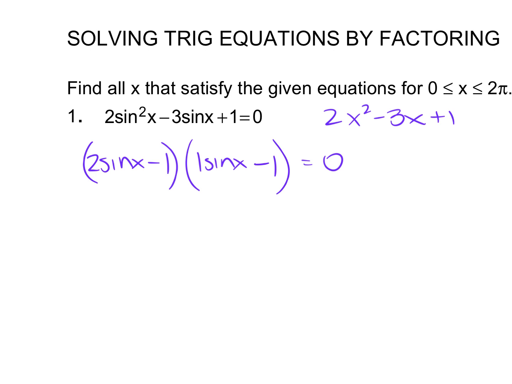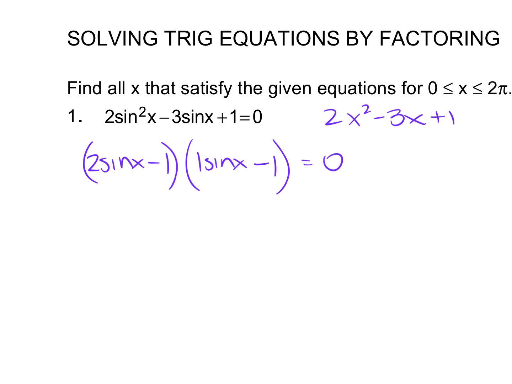How do you check if this has actually worked? Yeah, you can check the outer terms and the inner terms here. That gives me negative 2 sine x, and this gives me negative 1 sine x. Does that add up in the middle to negative 3 sine x? Yes, it does.